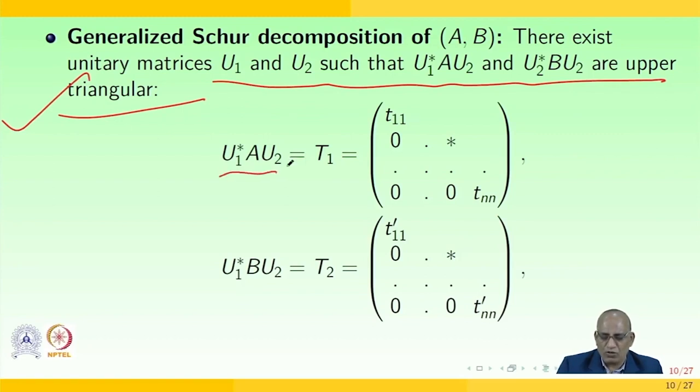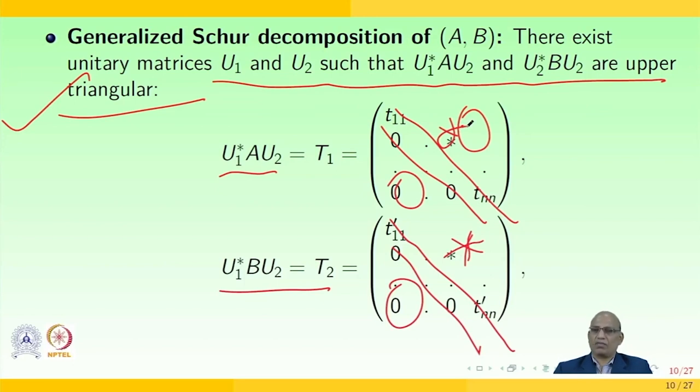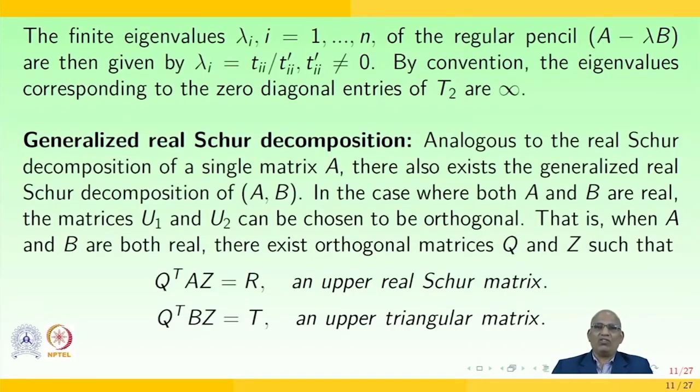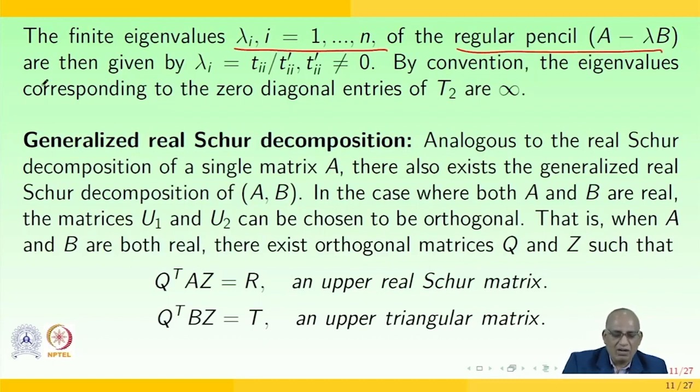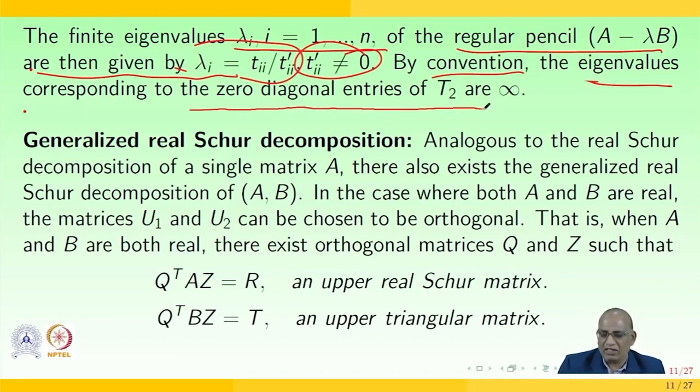So you will have the matrix U1 star AU2 is T1, that is T11, T22, like this up to TNN, and these are all zeros below the diagonal. Similarly, U1 star BU2 is equal to T2, that is T11 prime, T22 prime, up to TNN prime, with zeros below the diagonal. The finite eigenvalues lambda i, i equal to 1 to n, of the regular pencil A minus lambda B are then given by lambda i is equal to Tii upon Tii prime, where Tii prime is not equal to 0. By convention, the eigenvalues corresponding to the 0 diagonal entries of T2 are infinity, as per the definition.